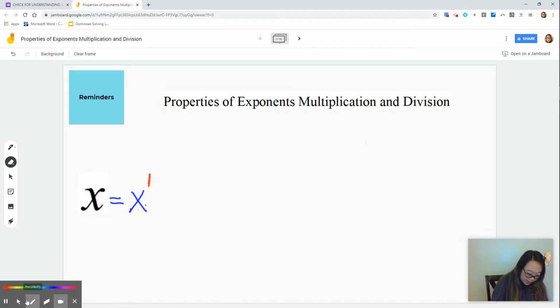The other thing I want to remind you is that the coefficient, or the number in front of the x, is 1 if it's not written there. So again, invisible 1 here, invisible 1 here.